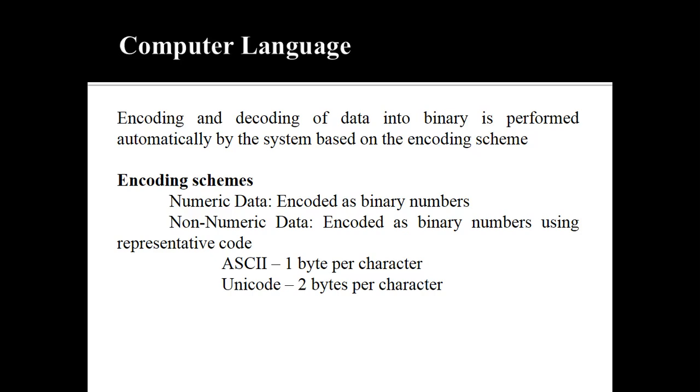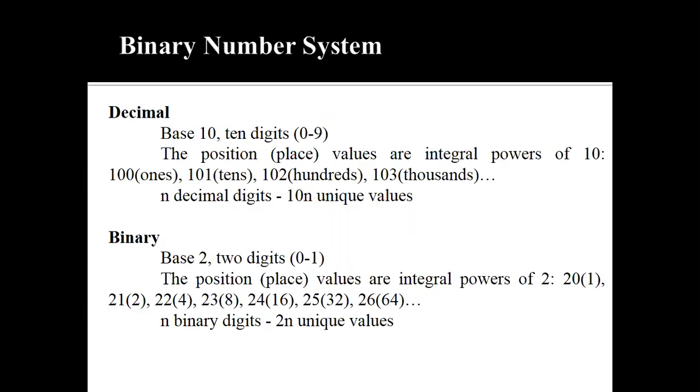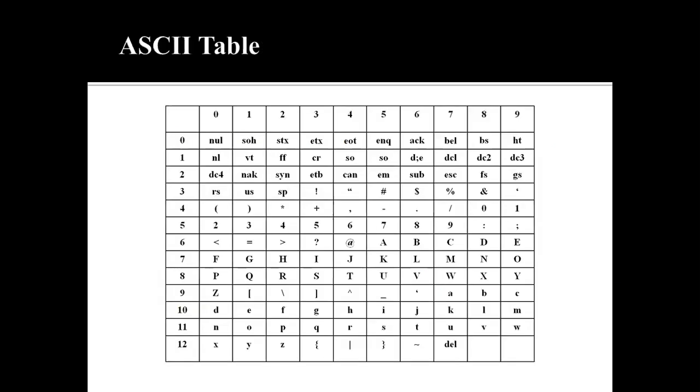For decimal, there is a base of 10 digits, from 0 to 9. However, for binary there are 2 digits, and with n digits we have 2 to the power n unique values. As you know, decimal represents base 10 and binary represents base 2. So these are the two number systems we have.